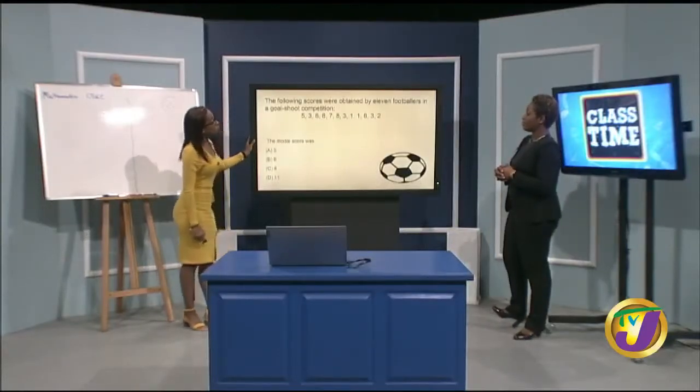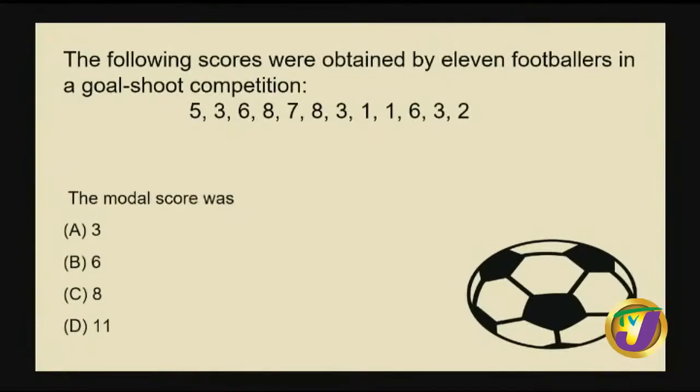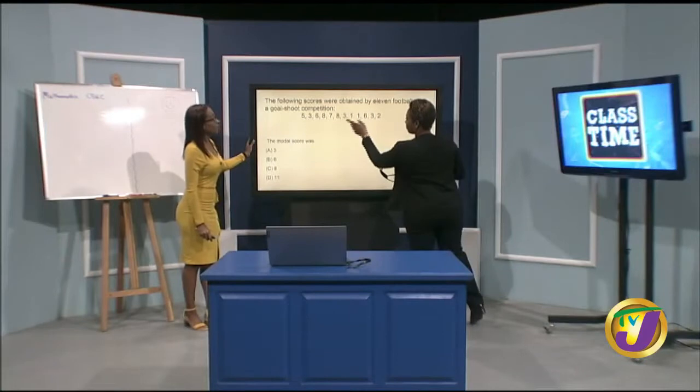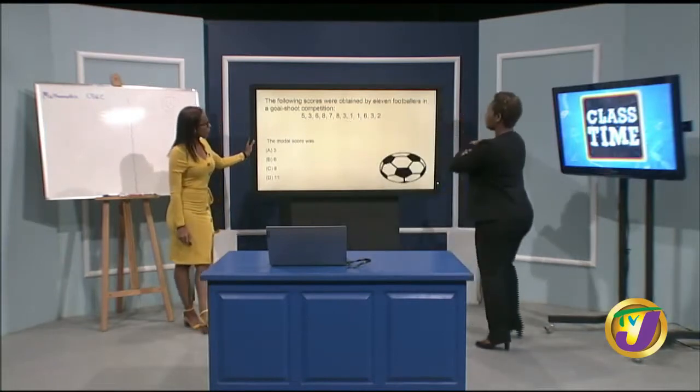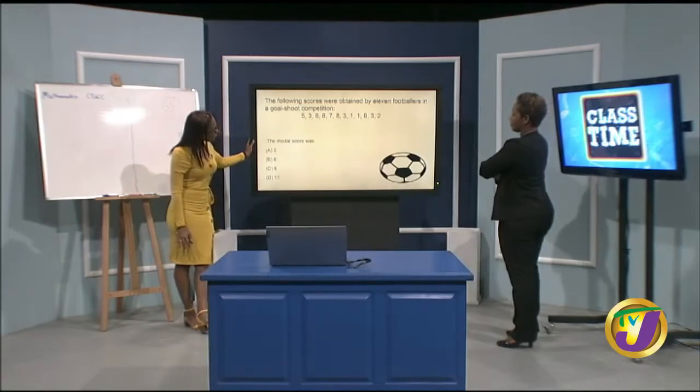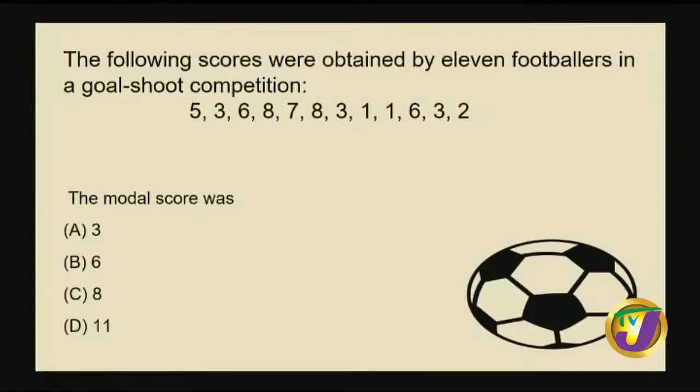The following scores were obtained by 11 footballers in a goal shoot competition. 1, 2, 3, 4, 5, 6, 7, 8, 9, 10, 11. All right, 11. So here we are asked to find the modal score. What comes to mind when we think of the modal score? Mode. The mode talks about the most frequent value within a data set.